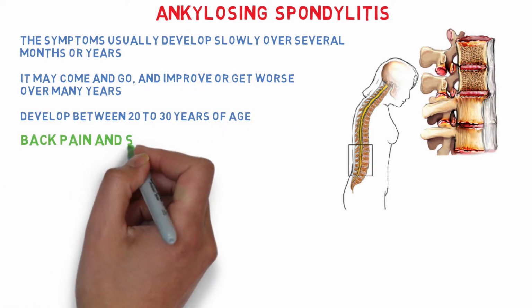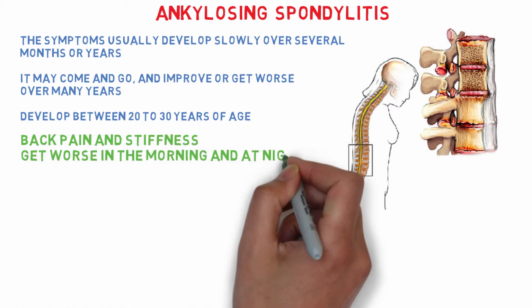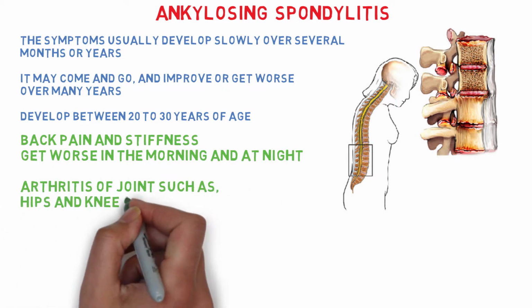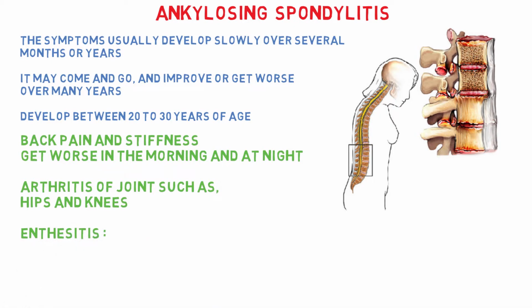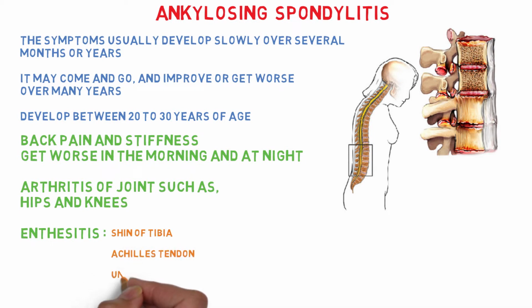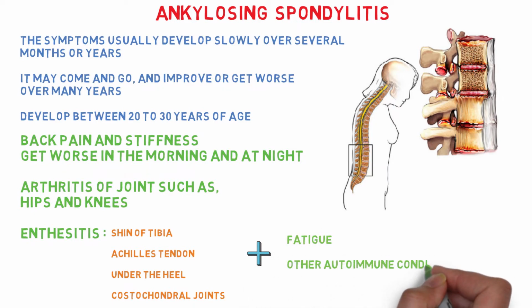Symptoms of ankylosing spondylitis are back pain and stiffness, which get worse in the morning and at night, arthritis of joints such as hips and knees. Enthesitis is painful inflammation where a bone is joined to a tendon or ligament. Common sites for enthesitis are shin of tibia, Achilles tendon, under the heel, costochondral joints. Plus, it can present as fatigue, associated with other autoimmune condition symptoms.